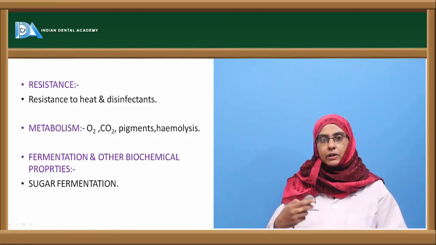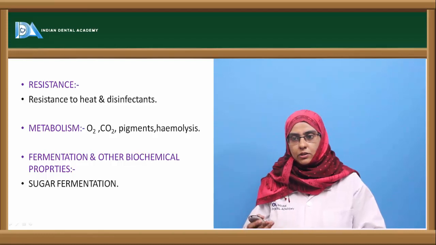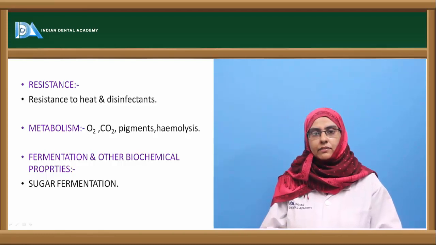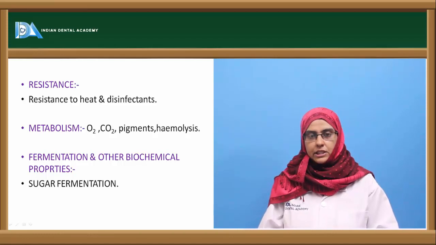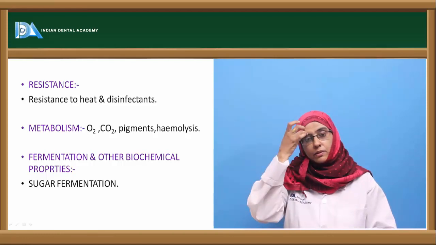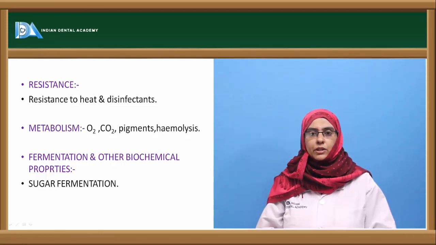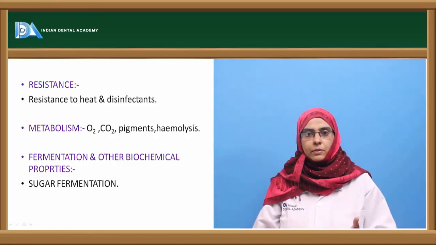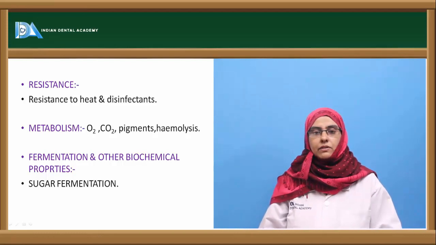Next is the biochemical test that we perform on the organism to identify it. The biochemical tests are to identify the fermentations and other biochemical properties. Fermentation is a shortcut of respiration which most microorganisms, or the anaerobic group of microorganisms, use to produce energy. In that course, they produce certain types of acids and alcohol that are beneficial for human beings.